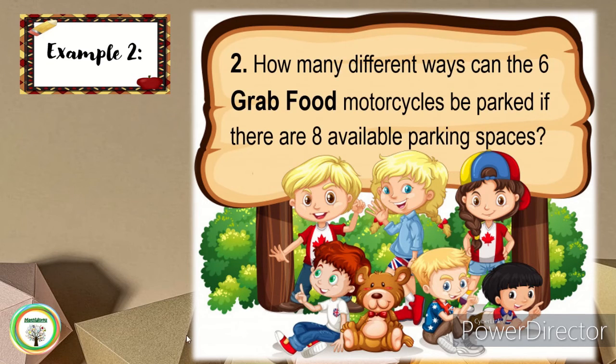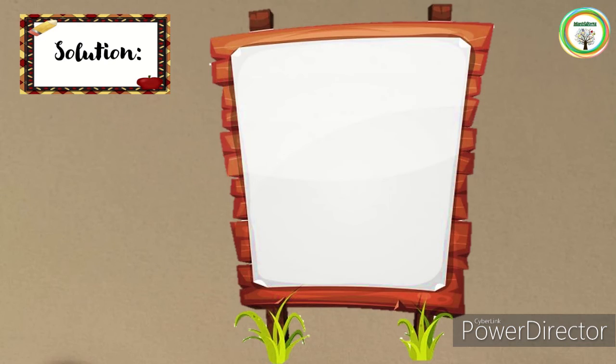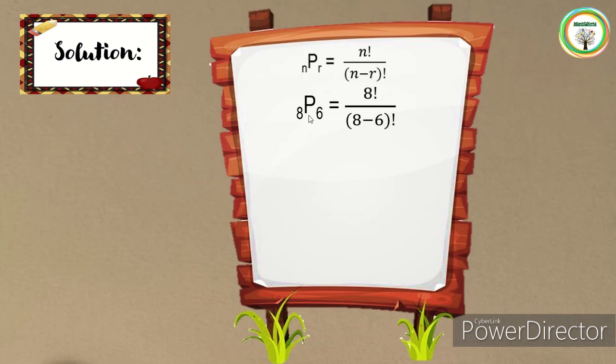Next, sample number 2. How many different ways can the 6 GrabFood motorcycles be parked if there are 8 available parking spaces? So in this example, the value of n is equal to 8, which is the available parking spaces, while the value of r is equal to 6, which is the GrabFood motorcycles. Let's have our solution. So we have permutation of 8 taken 6 is equal to 8 factorial divided by the quantity of 8 minus 6 factorial.